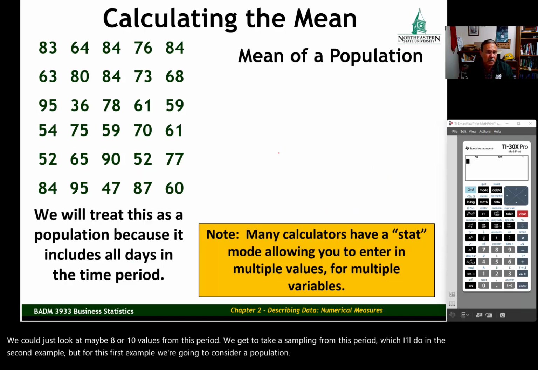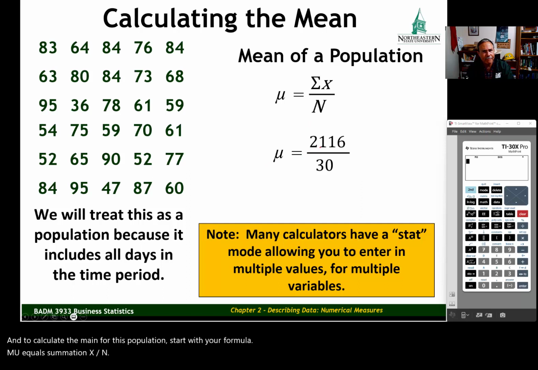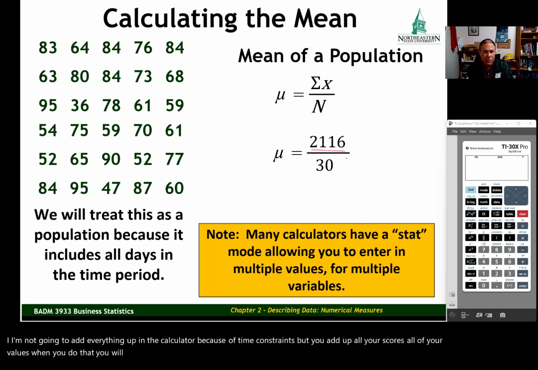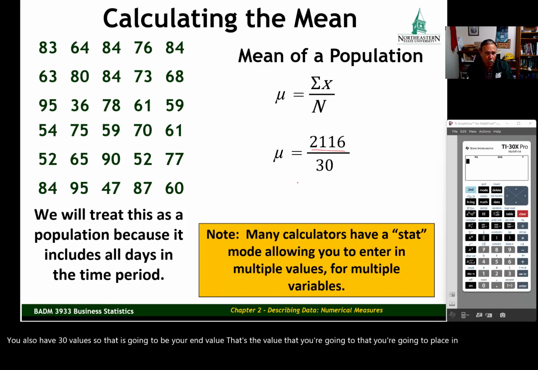And to calculate the mean for this population, start with your formula. Mu equals summation x divided by n. I'm not going to add everything up in the calculator because of time constraints, but you add up all your scores, all of your values. When you do that, you will come up with 2,116. You also have 30 values, so that is going to be your n value. That's the value that you're going to place in the denominator of the formula.